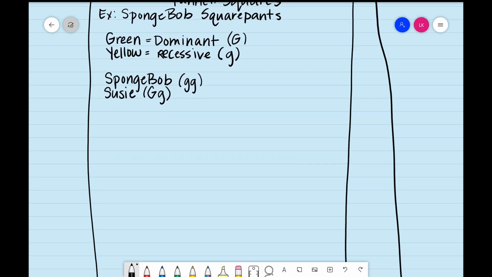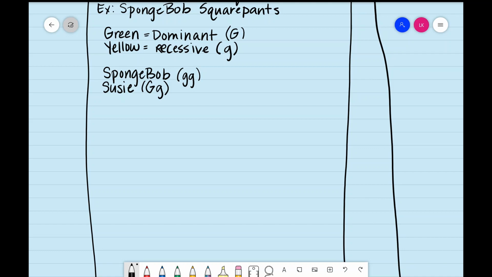So the best way to figure out what their children could look like is to do what's called a Punnett square. You would draw out a square and divide it. Once you have this drawn out, you take SpongeBob first. He's the male, so we'll put him right here. We're going to put his lowercase g and his lowercase g, one on top of each box. And then Susie, we're going to have capital G, lowercase g. Just another rule is the capital letter always goes first. We wouldn't put lowercase g, capital G.